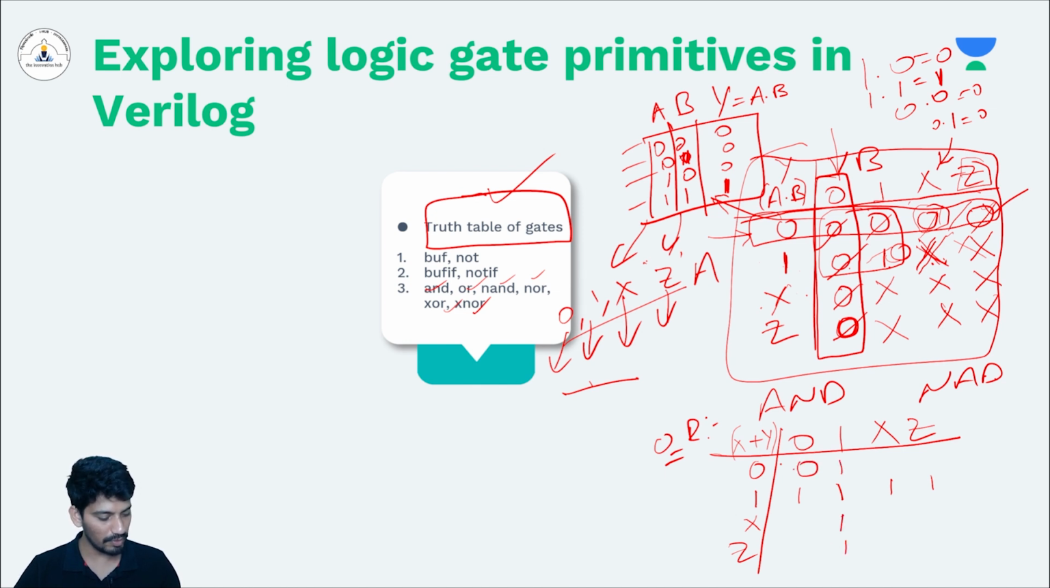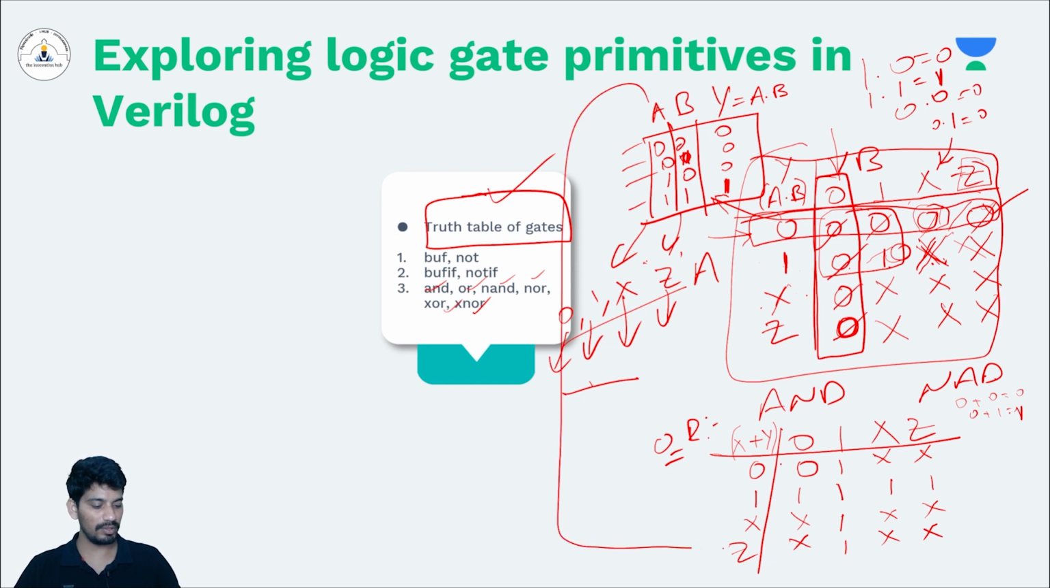So 0 plus 0 will give you 0, and if both are zeros, then it will be 0. If one of them is 1, then it will be 1. So for the remaining cases you can write X: this will be X, and similarly this will be X, this will be X, and these two are already X's.